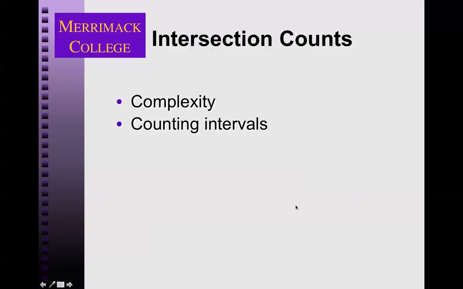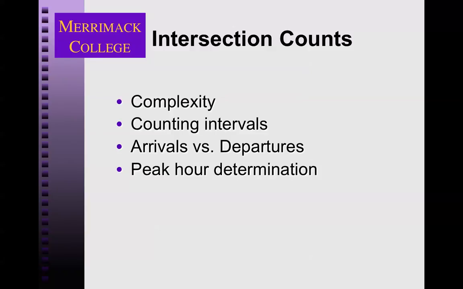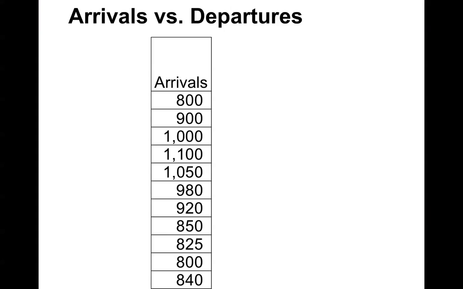So intersection counts, the most complex. Counting intervals are typically 15 minutes. I mentioned arrivals versus departures. You're counting departures, but what if there's more cars arriving than are departing, right? And that's often the case. Oftentimes we need to keep track of those as well. Just wanted to bring that up. And then, of course, the peak hour determination, you need to figure out what the peak hour is.